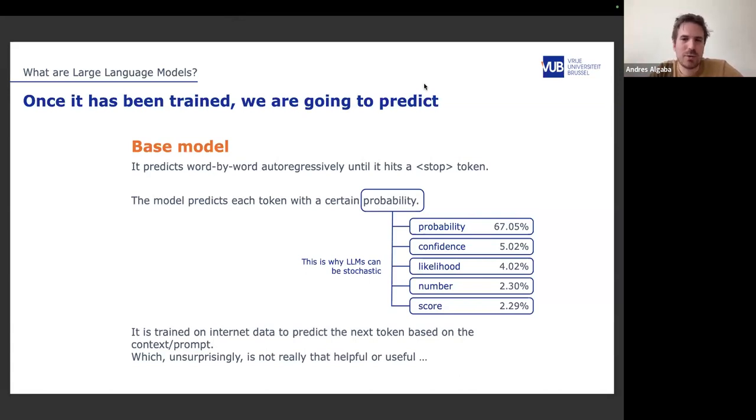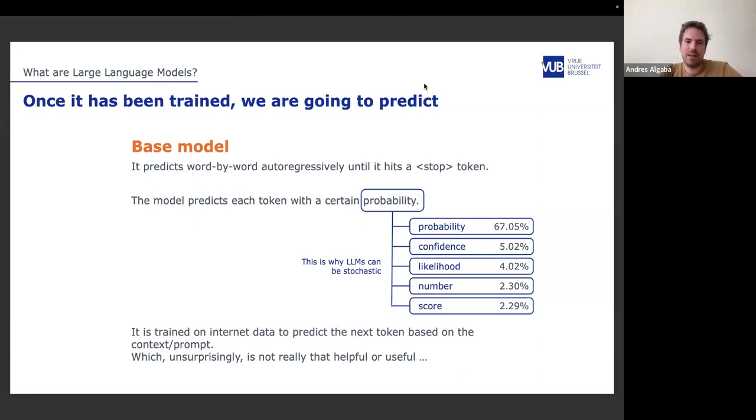If I do this 100 times, 67 out of these 100 times, I will get the word probability. 5 out of 100, I will get confidence, and so on, and so on. And you see, if you do this iteratively, chances are quite large that you will never end up with the same response to the same query or prompt.